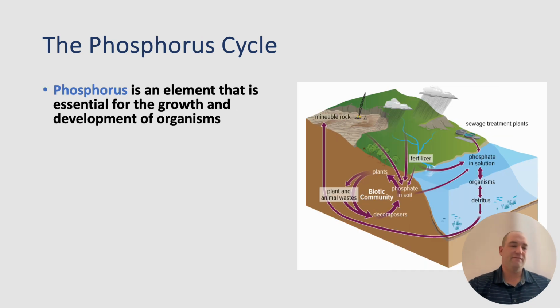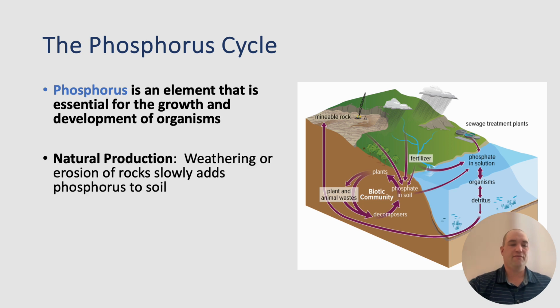So the next cycle we have is the phosphorus cycle. So phosphorus is an element that is essential for the growth and development of organisms. So we have a few natural ways in which this is produced. Some natural ways would be the weathering of rocks, or the erosion of rocks slowly adds phosphorus to the soil. All right. So again, this natural process is very slow and provides enough phosphorus for most plants to survive.